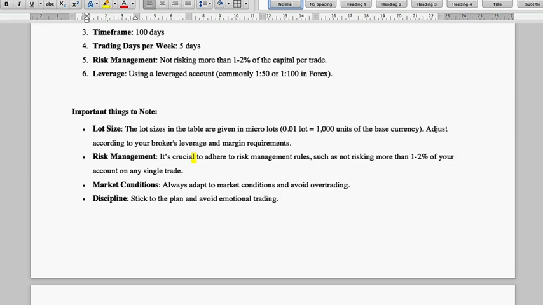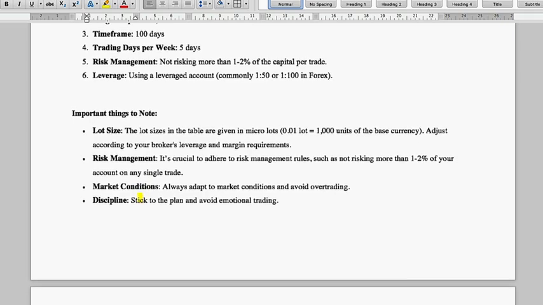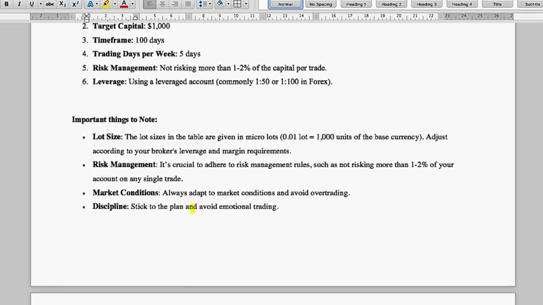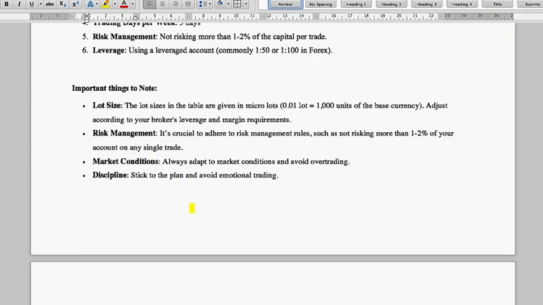How to gradually increase your lot size while trading this account. Your risk management is crucial: adhere to risk management rules, such as not risking more than 1 to 2% of your account on any single trade. Like I said earlier on, 1:2 is best on this kind of account. So you are risking $1 to make $2, at most.